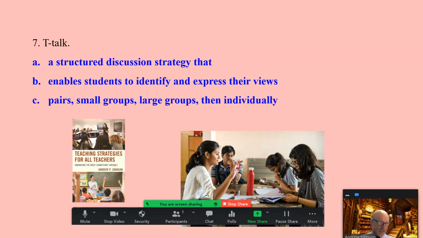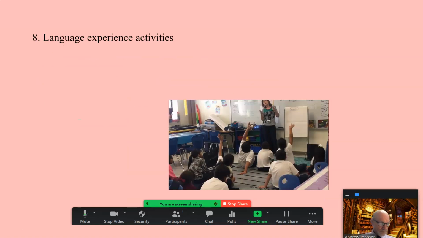Now, a T-talk is a structured discussion activity that enables students to identify and express their views in pairs, in small groups, large groups, and then individually. It's a structured activity in which everyone participates. First in pairs, find an idea for and against, and this is described in detail. This is how you make real-life connections. This is how you address the 3 elements related to culturally responsive teaching.